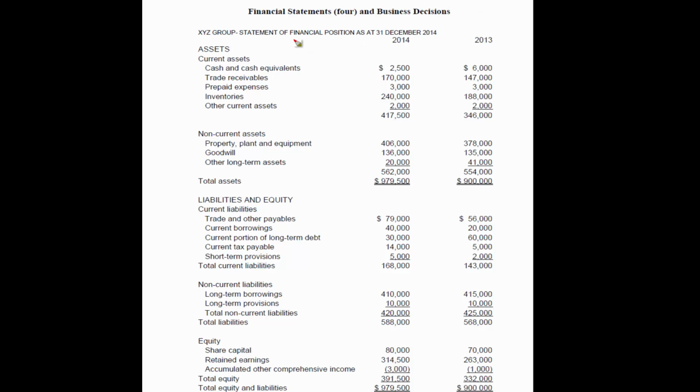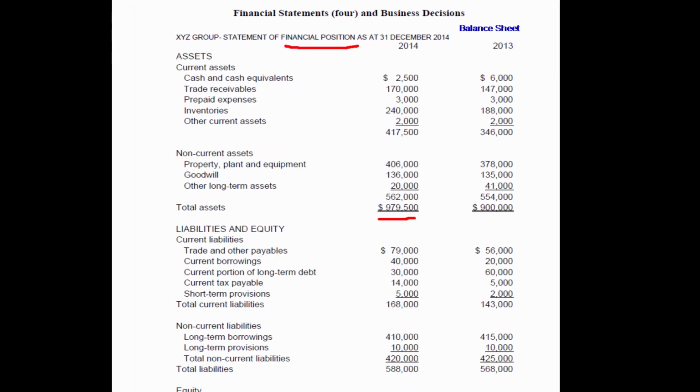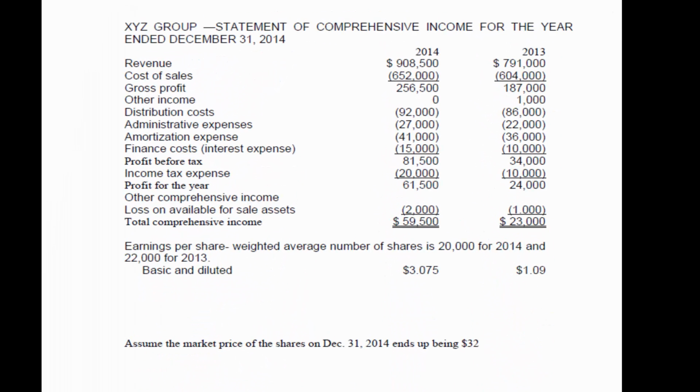The first one is the statement of financial position. This statement is also known as the balance sheet, and it's known as the balance sheet because of the way it balances. We have here total assets for 2014 of XYZ company equaling exactly the same as its equity and liabilities, $979,500, perfect balance.